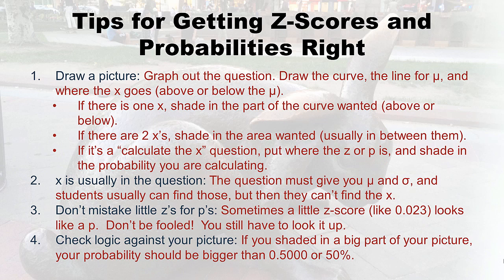Then finally, remember how step 1 was draw a picture, and I went on and on about that? Step 99, the last step before you're done with the question, is check your logic against that picture. If you shaded a big part of your picture, your probability should be bigger than 0.5 or 50%. If you shaded a little tiny part of your picture and you're getting like 0.95, you know that's wrong. So please check your logic against the picture before you say that you're done with your question.